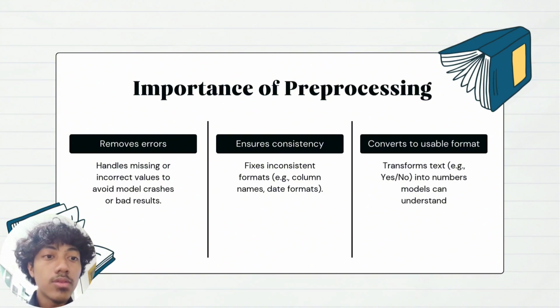Next is convert to a usable format. Transform text, for example, yes or no into numbers, so the model can understand it, to make the data more machine readable. In short, without preprocessing, our data will be messy and the model would not learn properly. So this step is absolutely important.